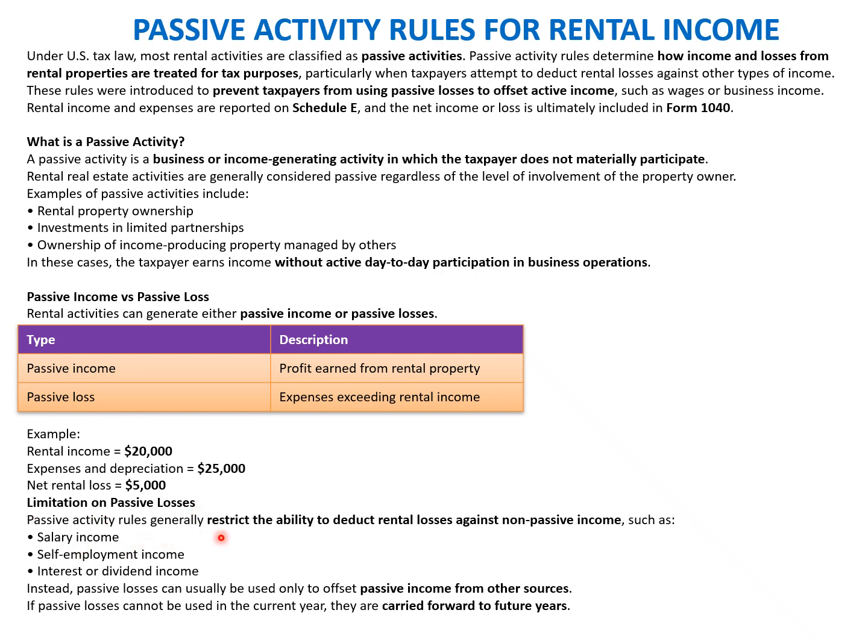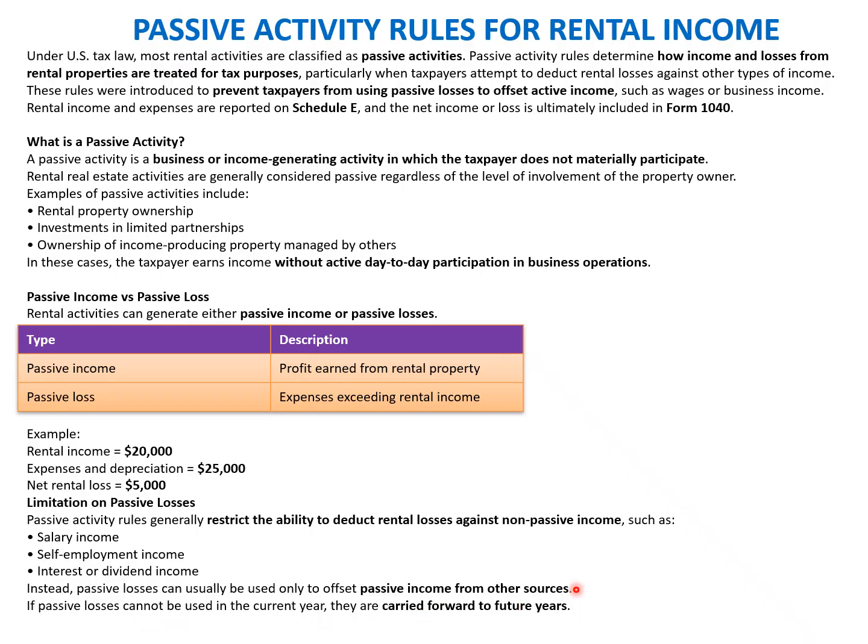Passive activity rules generally restrict the ability to deduct rental losses against non-passive income, such as salary income, self-employment income, or interest or dividend income. Instead, passive losses can usually be used only to offset passive income from other sources. If passive losses cannot be used in the current year, they are carried forward to the future. This is a simple rule.